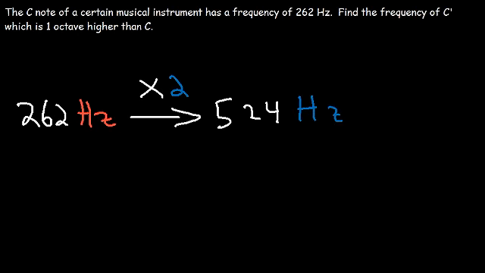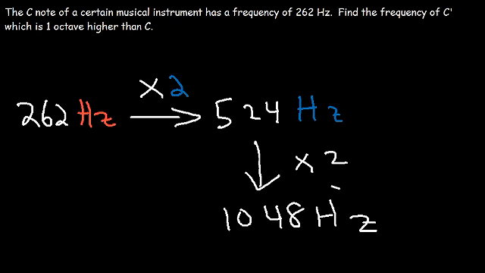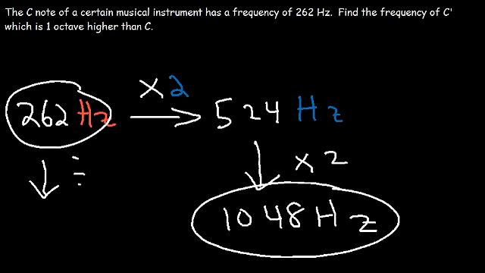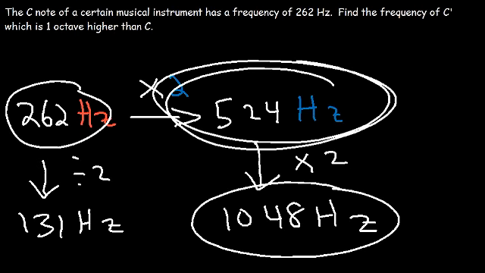Now, if we want to find another frequency that's 1 octave higher than 524, multiply by 2 again, and this will be 1048. So this number is 2 octaves higher than 262. If we want to get a number that's 1 octave lower than 262, divide by 2. So this is going to be 131. But the answer to this problem is 524.